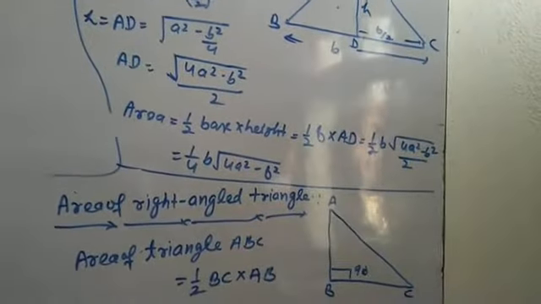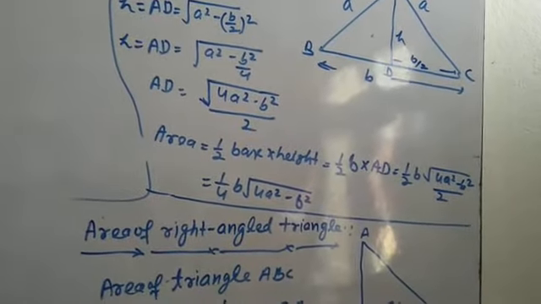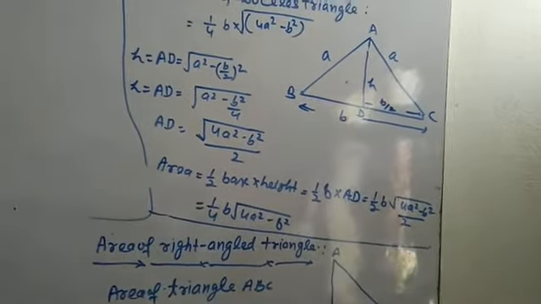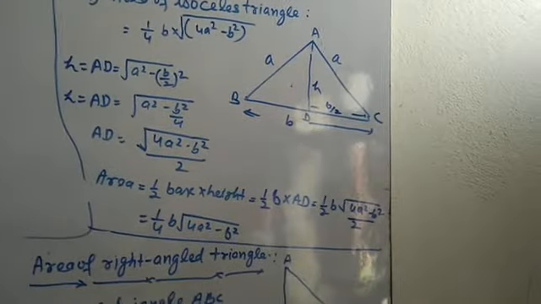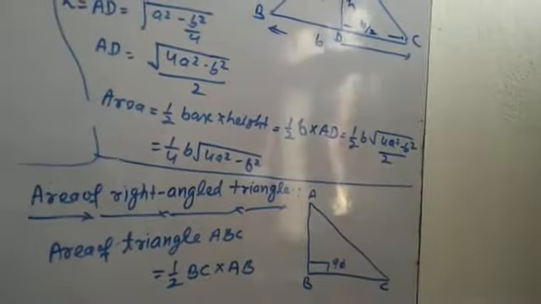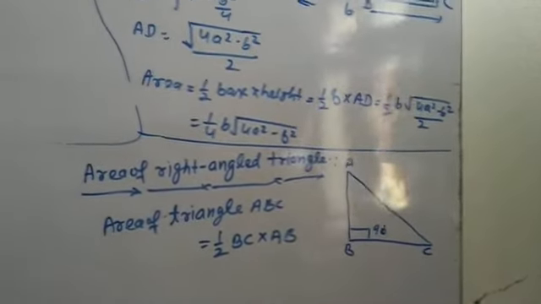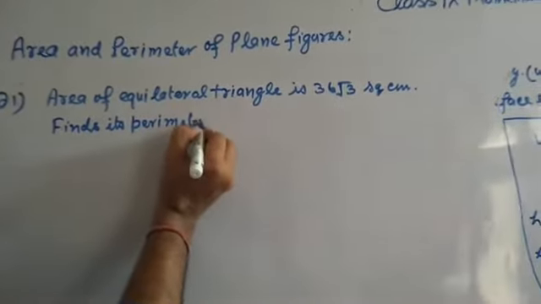Question 1. Area of an equilateral triangle is 36 root 3 square centimeter. Find its perimeter.